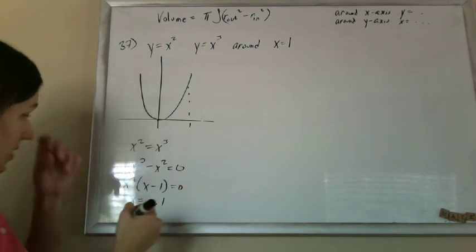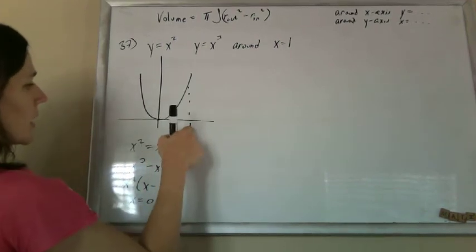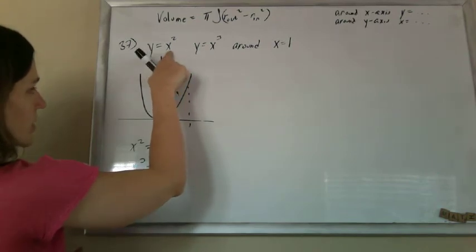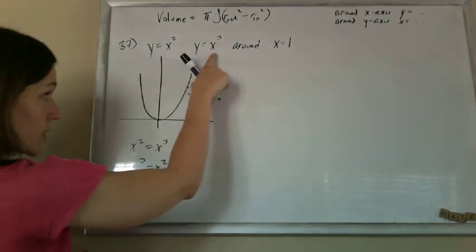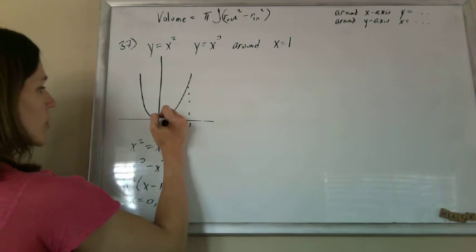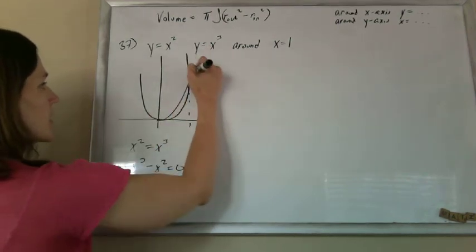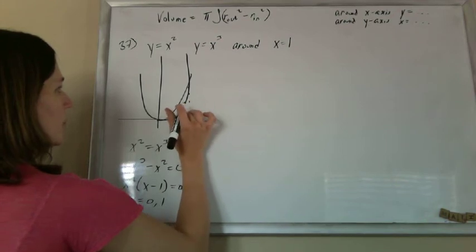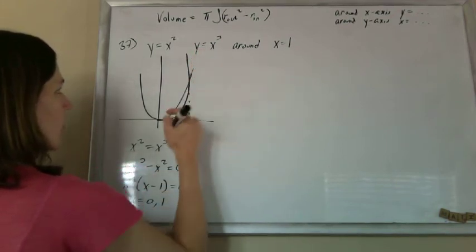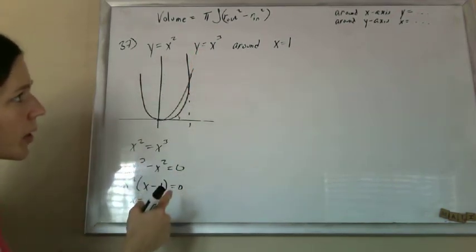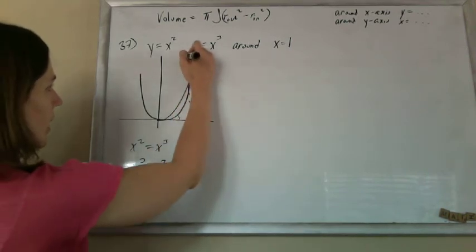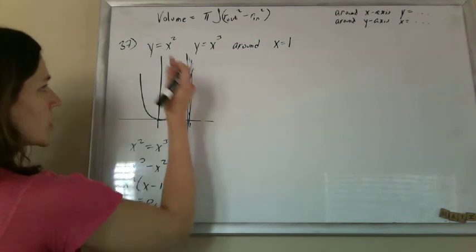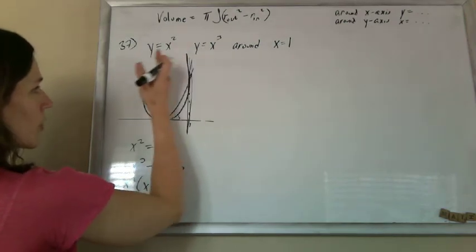The question is who's on top, who's on bottom? Plug in anything between 0 and 1, like a half. 1/2 squared is a fourth, 1/2 cubed is an eighth, and this guy's smaller, so the x cubed is actually on the bottom. So you have y equals x cubed on the bottom, and y equals x squared on the top. But we're going around the line x equals 1, which is this line here, which looks like the y-axis.